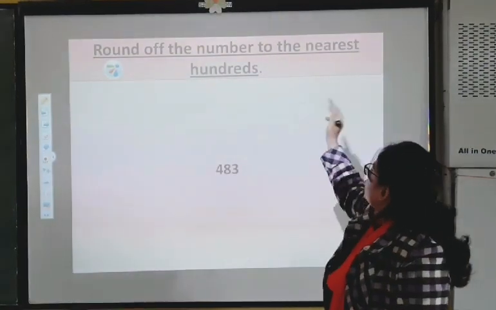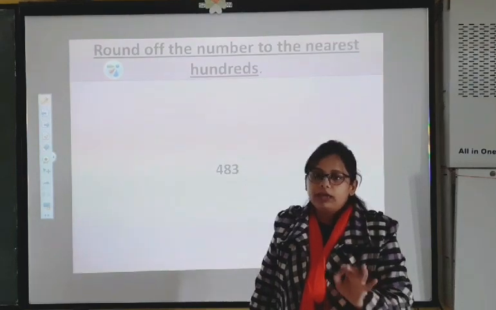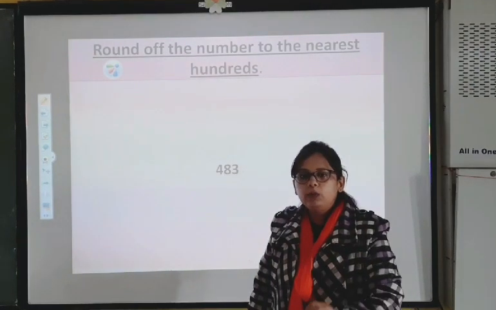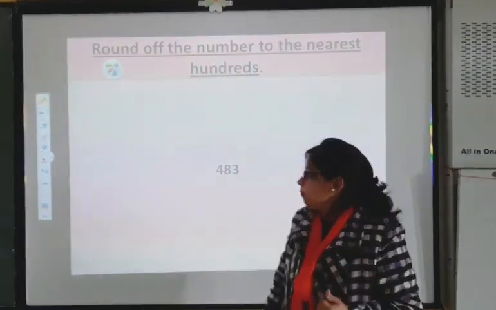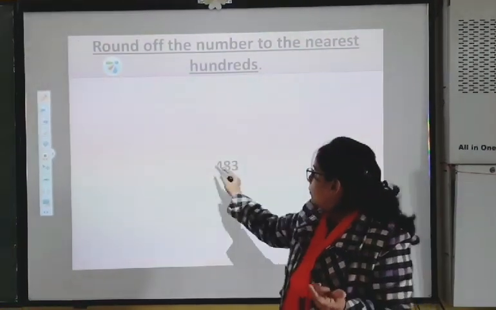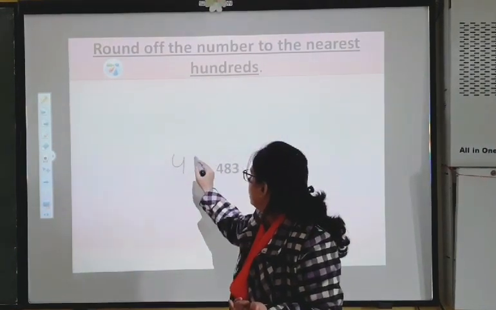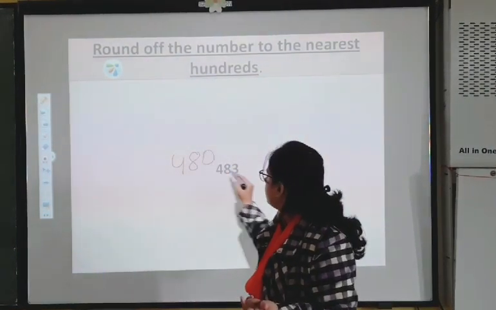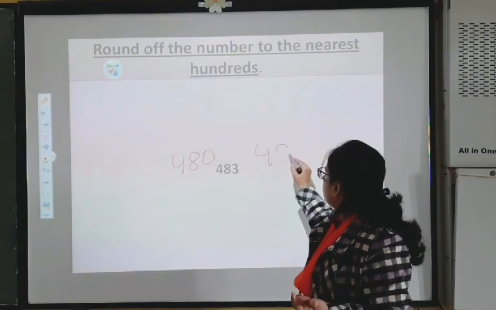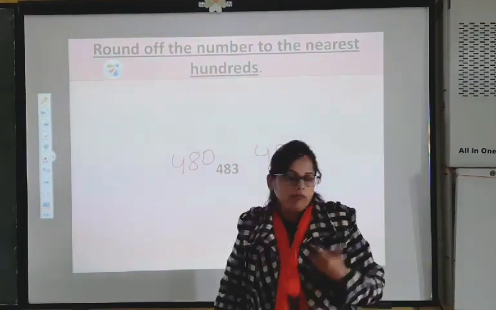Now round off the number to the nearest 100. I have already shown you how to round off the number to the nearest 10. Now let's see how to round off the number to the nearest 100. Well, here the number 483 lies in between 480 and 490. Okay, so let's see how to round off this number.